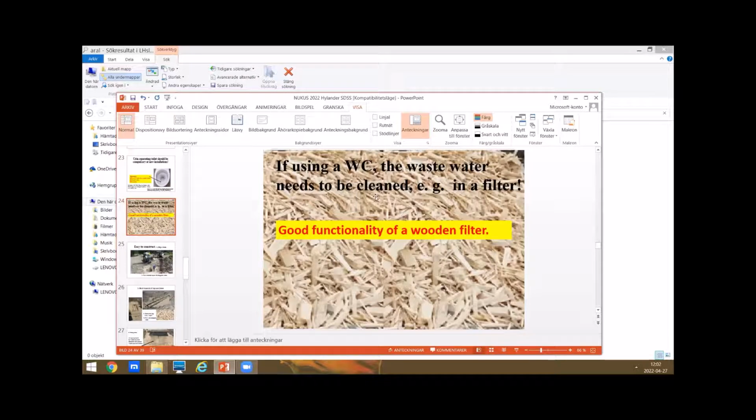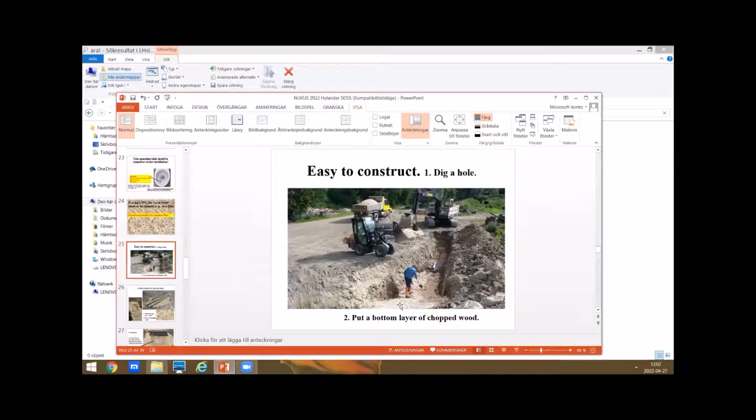If you are using a WC, the wastewater needs to be cleaned. If it's just let out into a river or lake, then you get spreading of infections. You can clean it in treated filters, either in the natural soil, or you use chopped wood, build a wood filter, or you construct a soil filter to clean the water. Soil is very efficient in cleaning wastewater, in fact. The problem at large scale is that you get such large quantities of wastewater, such as in big cities, and that's why you cannot use it for big cities.